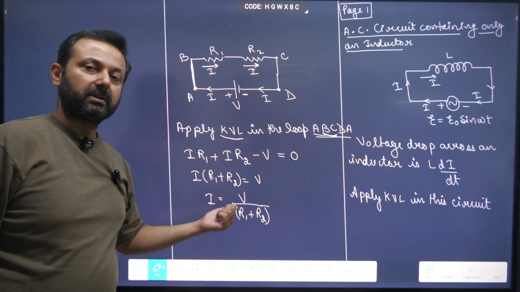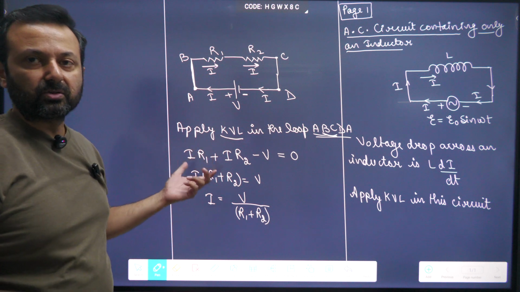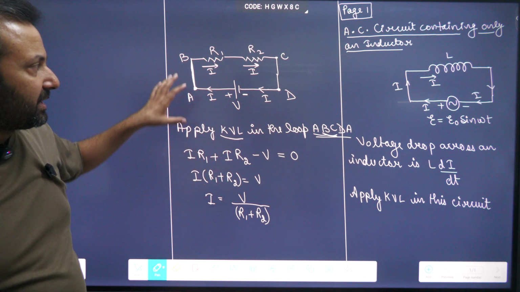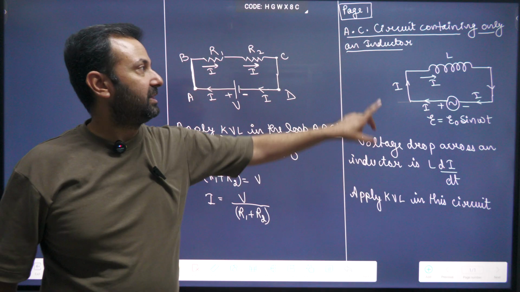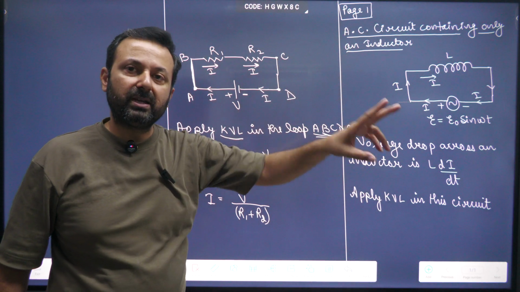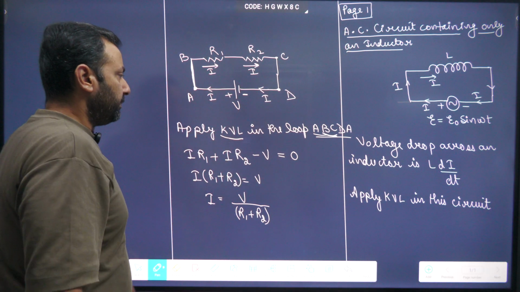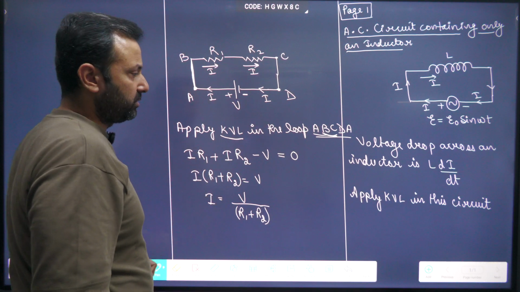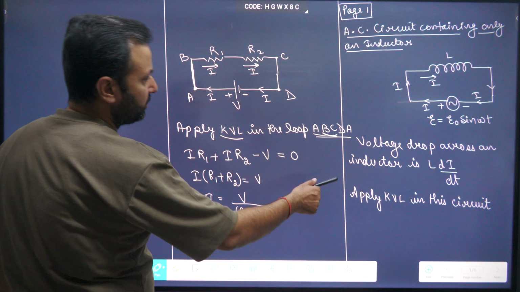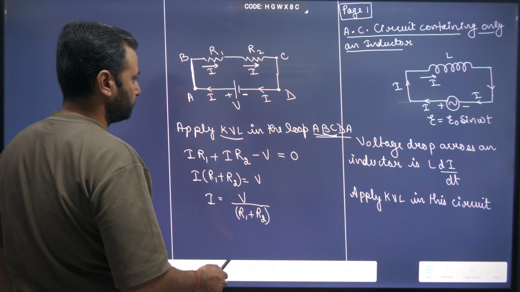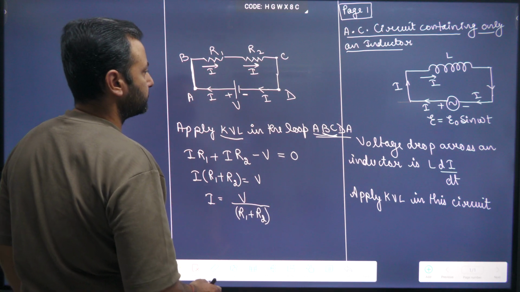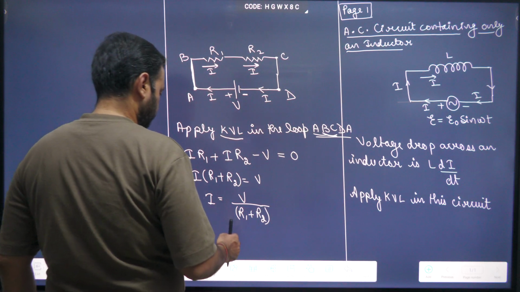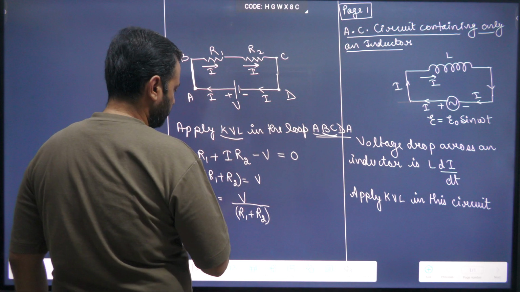So from here I can calculate current if voltage is given. If current is given, I can calculate the voltage. So this is Kirchhoff's voltage law. I am applying the same law here in this AC circuit containing only an inductor. So this was just to explain to you what Kirchhoff's voltage law is all about. Now I am going to apply this law here. So that's why I am going to erase this one.